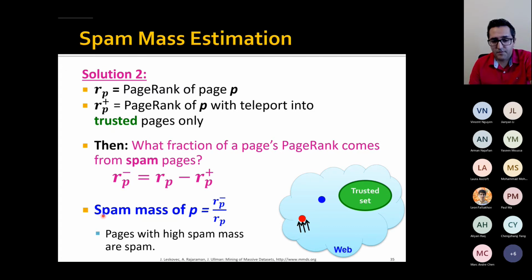So we calculate the spam mass, which is basically this R sub p minus over R sub p, the regular PageRank score. If this ratio is high, it means that this is a spam page. If the ratio is low, then it's a good page. So as you can see, it's just another metric that we can use instead of using the absolute trust score, which might be a little bit more robust compared to the previous technique that I talked about.